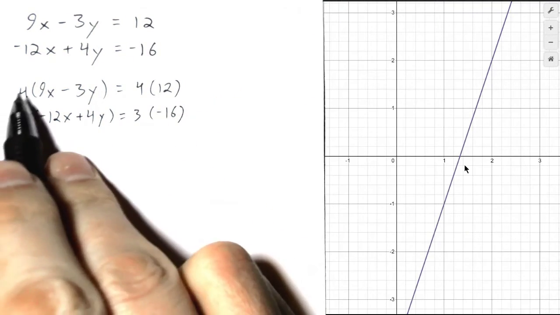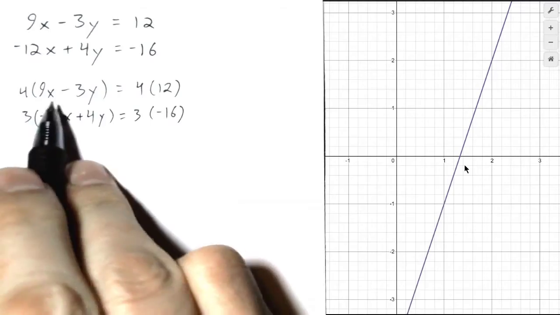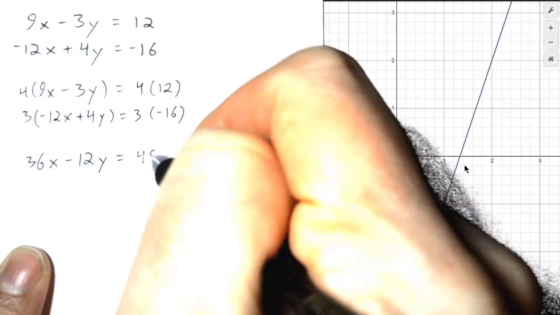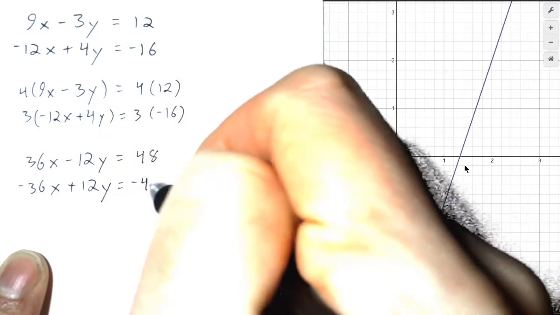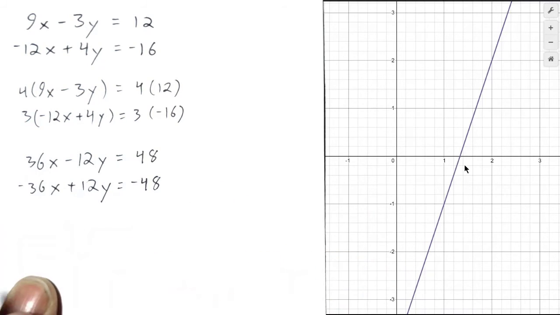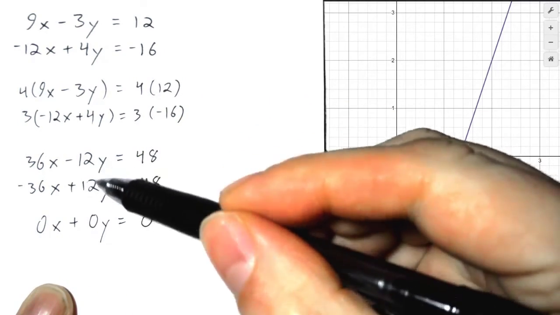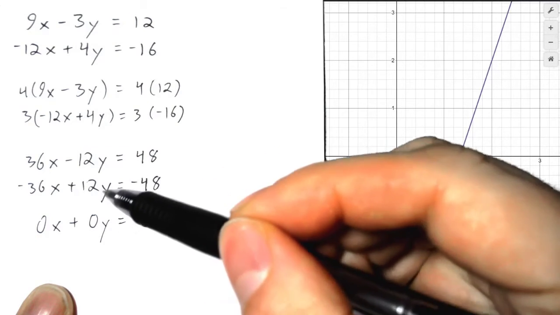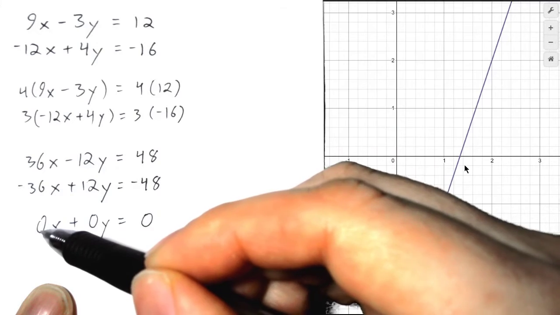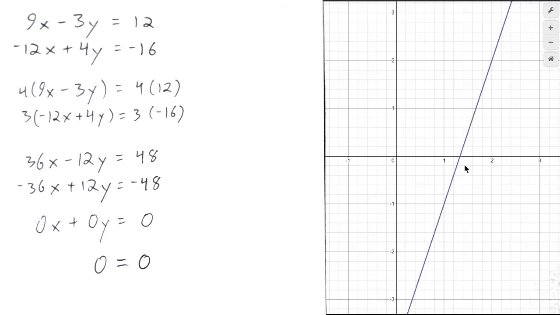Okay, let's simplify these. Let's distribute on the left and simplify what we have on the right. So for the top equation I get, and for the bottom equation I get, all right, now I'm going to add these two equations together. Well, I got exactly what I wanted to have happen. I wanted to cancel out the y's, right? But I also canceled out the x's. So let's simplify this. I get 0 equals 0.